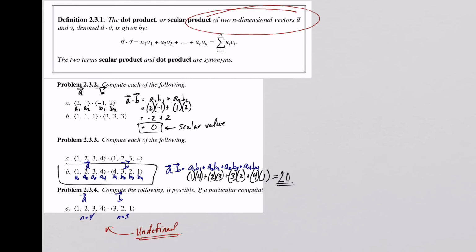That's an important concept to remember, because when we get into performing matrix algebra, we're going to be taking the dot product of a row and a column, and if they aren't of the same length or the same dimension, then we cannot perform the operation.